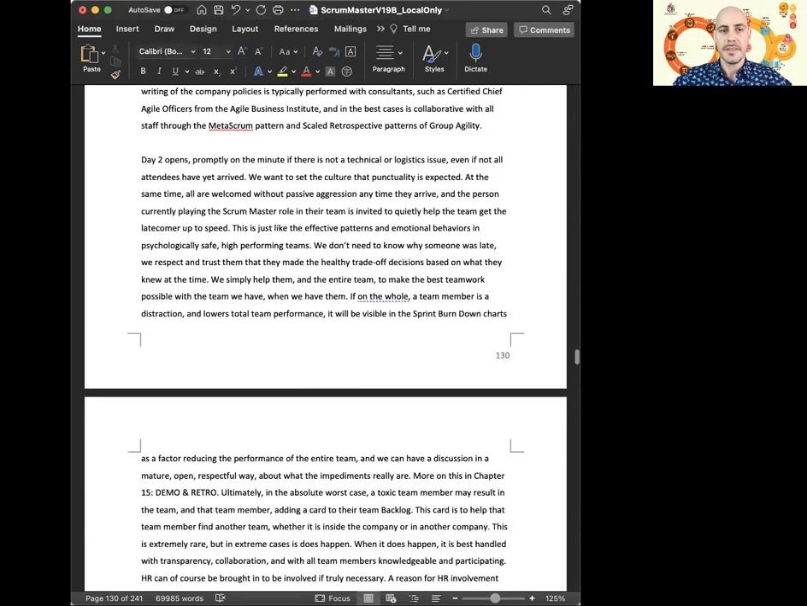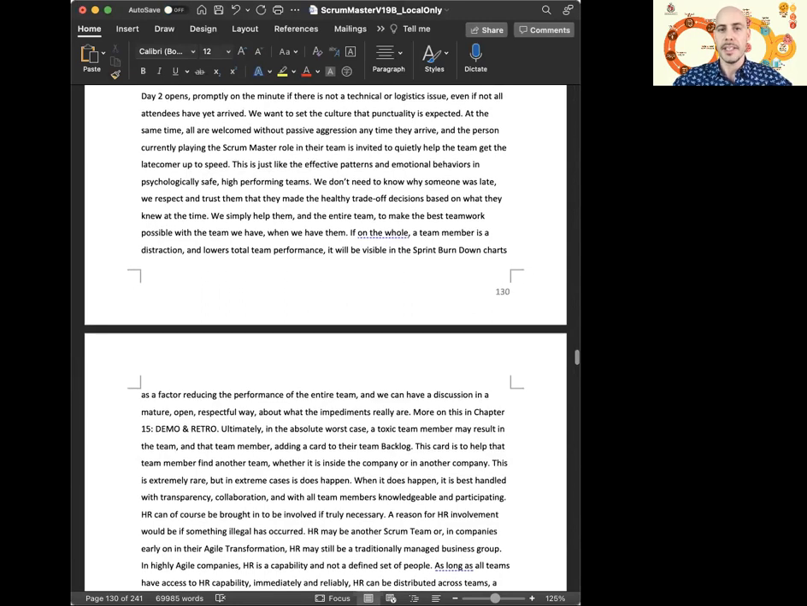Day 2 opens promptly, on the minute if there is not a technical or logistics issue, even if not all attendees have yet arrived. We want to set the culture that punctuality is expected. At the same time, all are welcomed without passive aggression anytime they arrive, and the person currently playing the Scrum Master role in their team is invited to quietly help the team get the latecomer up to speed.